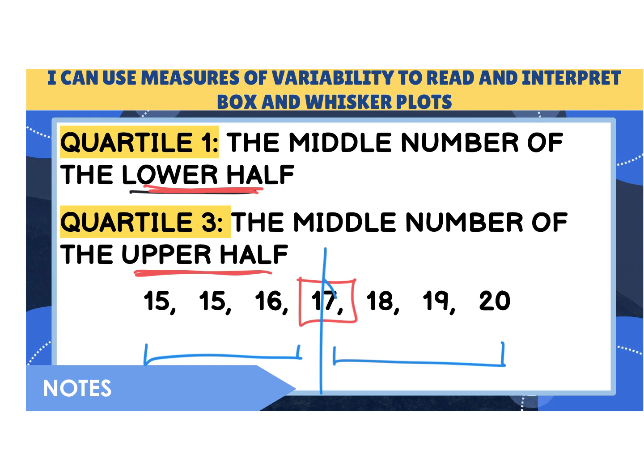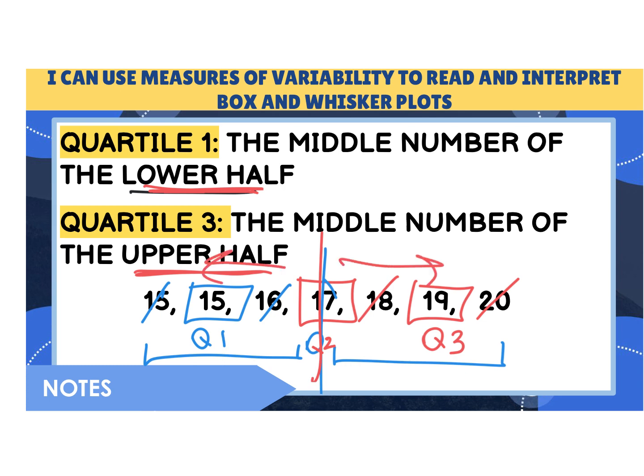And so we're going to do the same thing to find the middle number of the lower half. So we can cross out 15, 16, and we're left with 15. So that's our quartile 1. 17 is our quartile 2. And now we can cross off 18, 20, and we're left with 19. That's our quartile 3. So middle number, lower half, upper half.